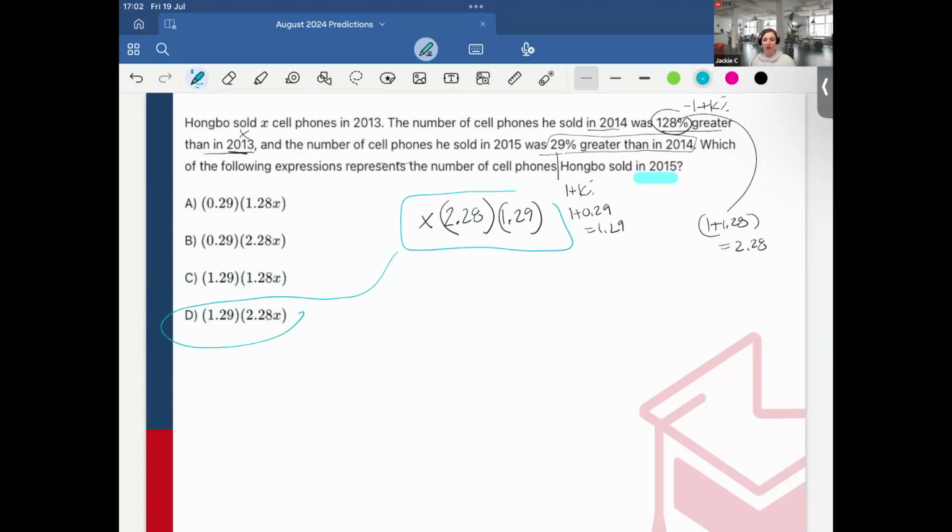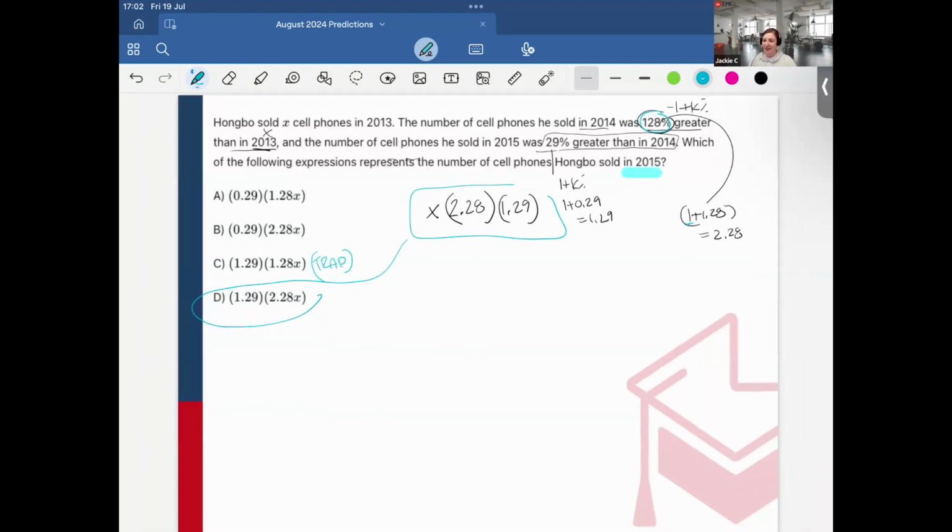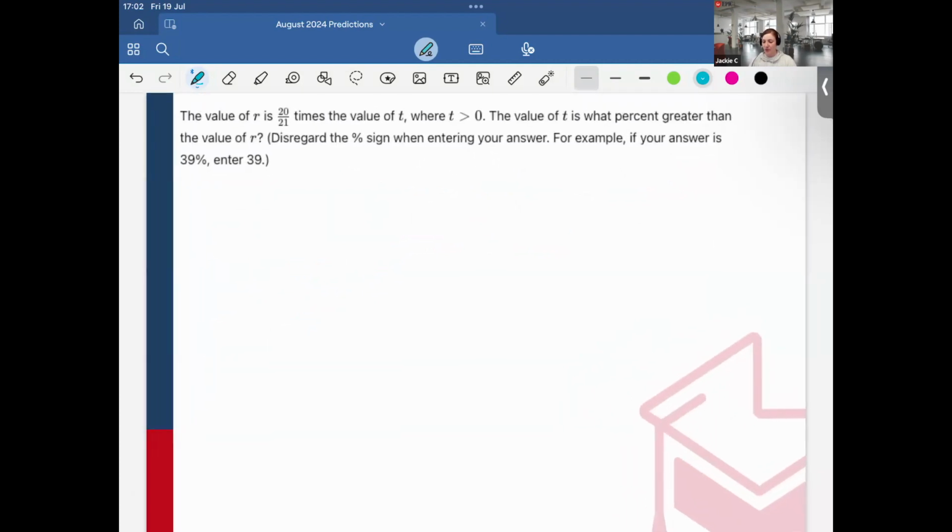So be really careful, especially with the 128%, because the trap answer definitely is option C. Make sure you add in that one. So just be hyper aware of that for the exam whenever you take it. And let's take a look at this one, an amazing one.